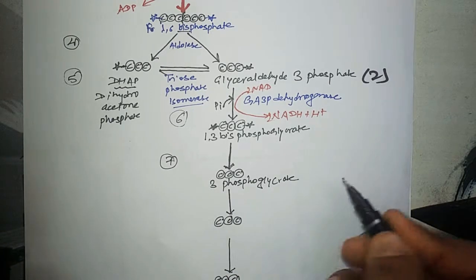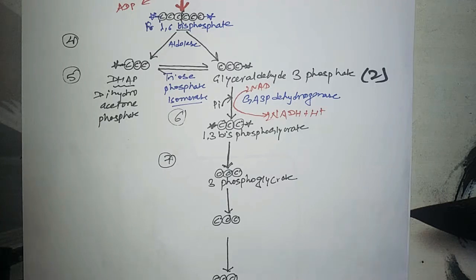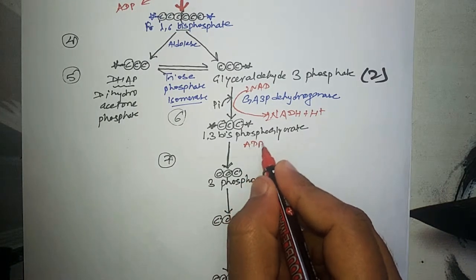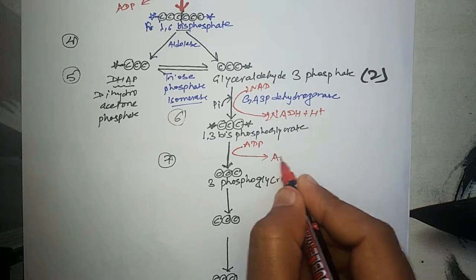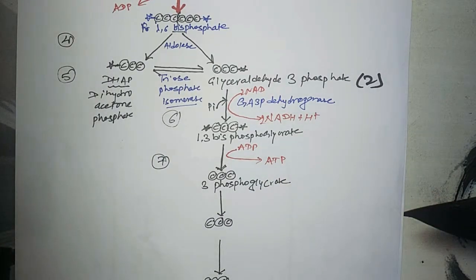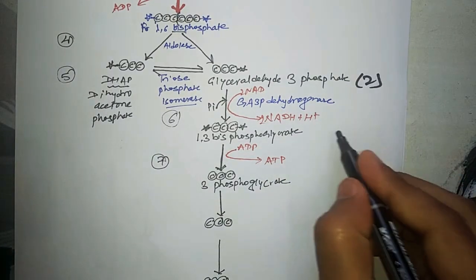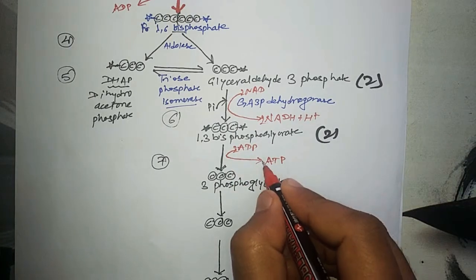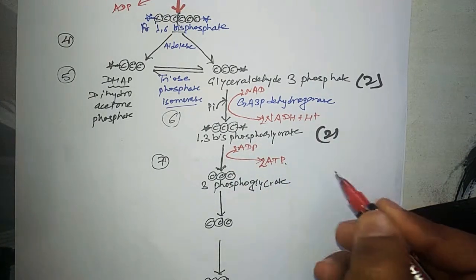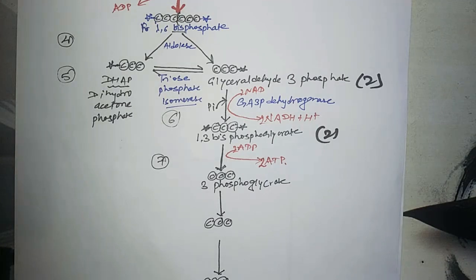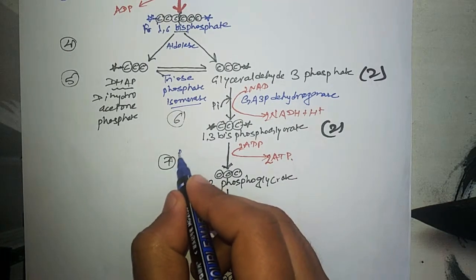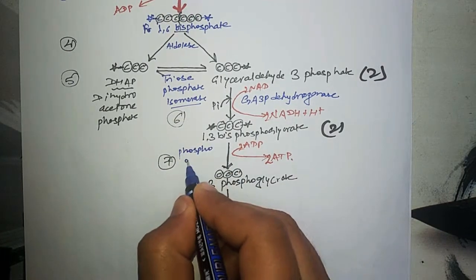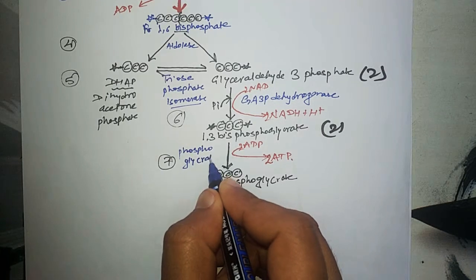3-phosphoglycerate, and 1 ADP is going to be phosphorylated, and it will release ATP. And as this again involves 2 molecules, not only 1 molecule, the 2 ADP are going to be phosphorylated and release 2 ATP in the presence of the enzyme named phosphoglycerate kinase.